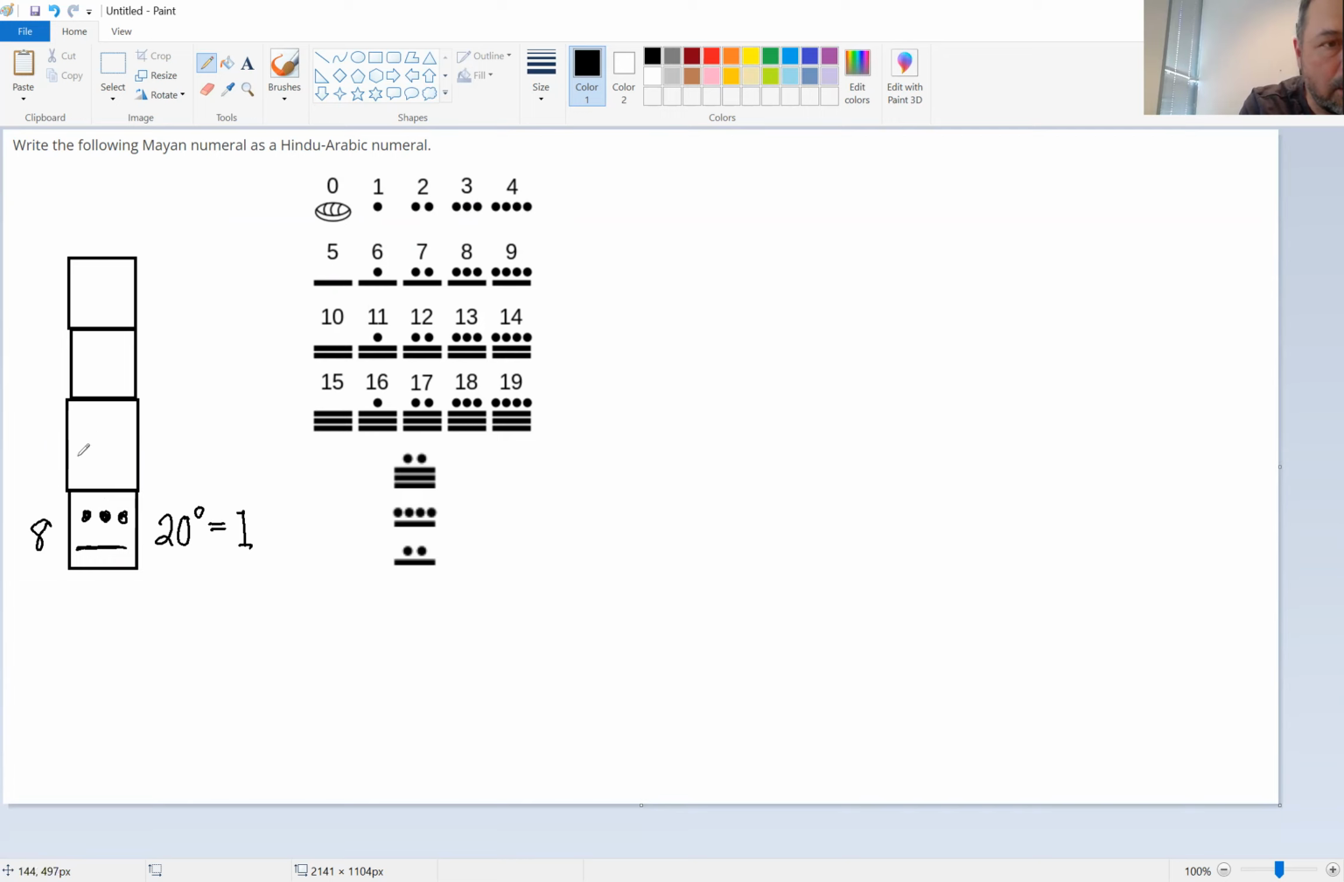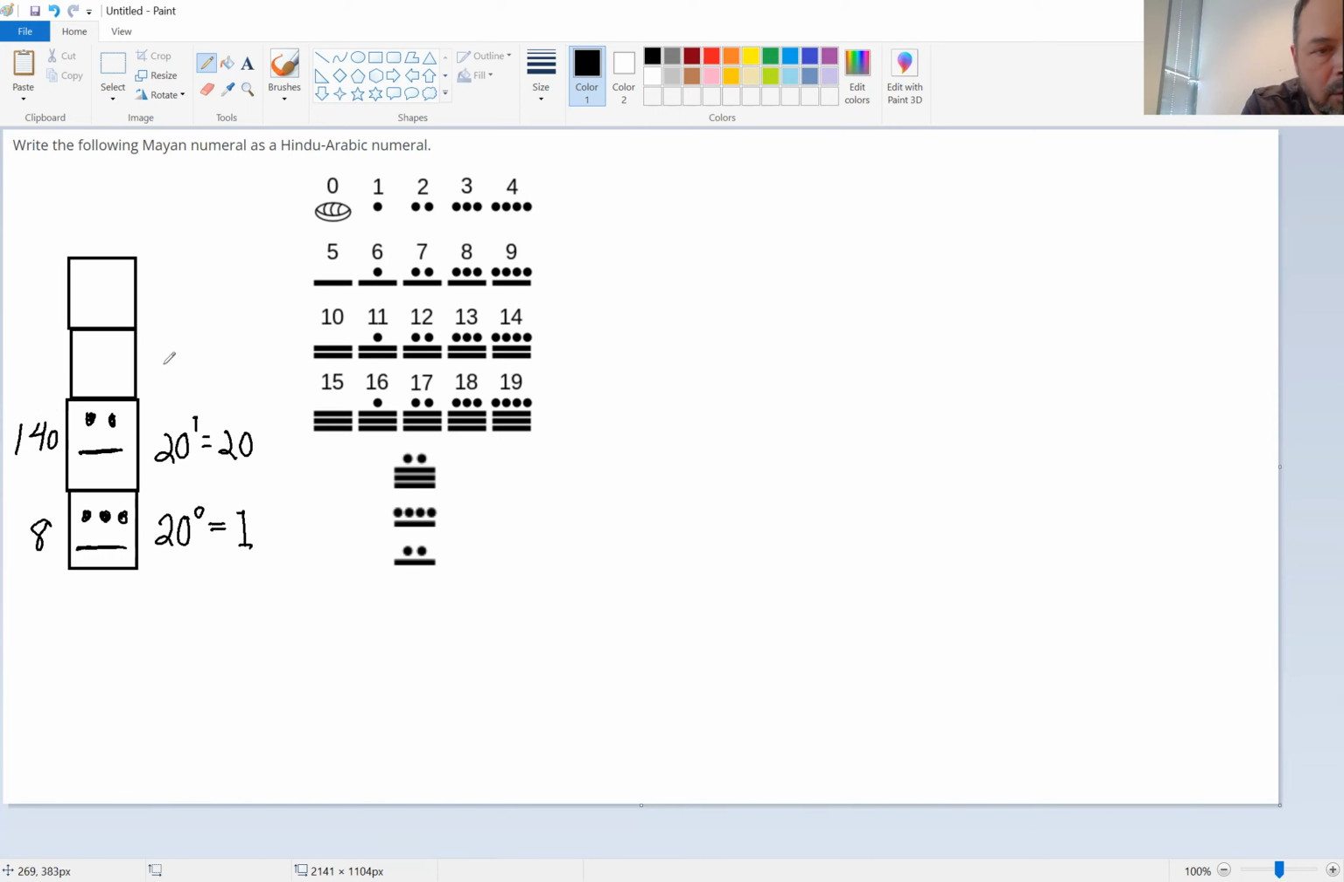All right, for the next box, we're dealing with 20 to the first power. So everything is going to be worth 20. So each of these dots are worth 20. And then if I have a bar, that's 5. So this is going to be 5, 6, 7 20s. So 7 20s is 140.